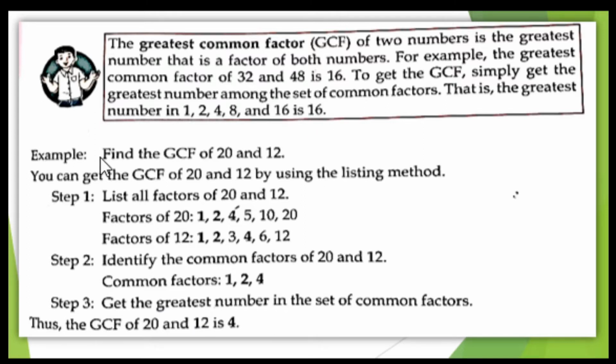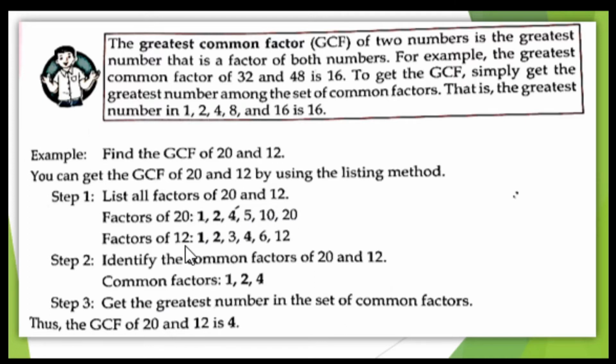Another example, find the GCF of 20 and 12. You can get the GCF of 20 and 12 by using the listing method. Step 1. List all factors of 20 and 12. Factors of 20, we have 1, 2, 4, 5, 10, 20. If we multiply, 4 times 5 is equal to 20, 2 times 10 is equal to 20, 1 times 20 is equal to 20. Meaning, they are factors of 20.